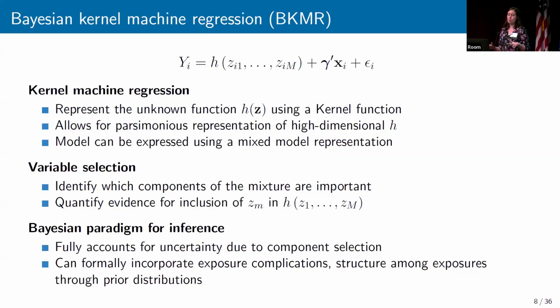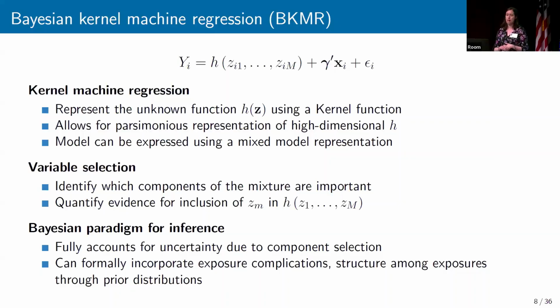The other piece of BKMR is that we might also want to simultaneously do variable selection to identify which of the components, so which of these Z1 through Zm, are actually important. Maybe some of them should come out of that H function and shouldn't be in there. So we want to quantify evidence for inclusion of each of our mixture components in that H function. Should that component be in that function?